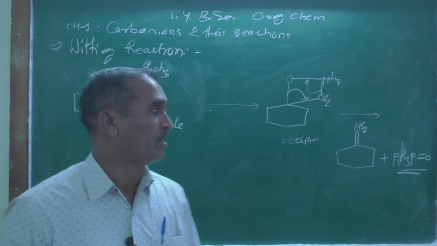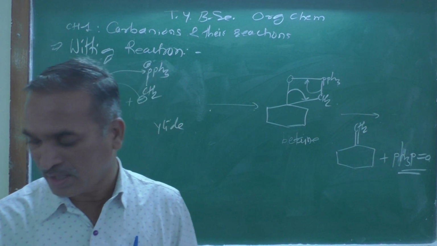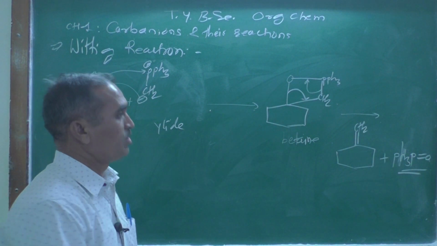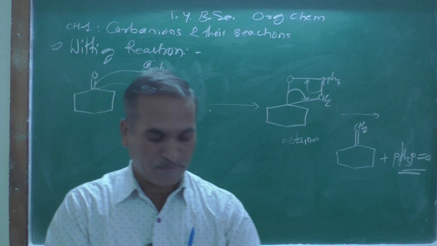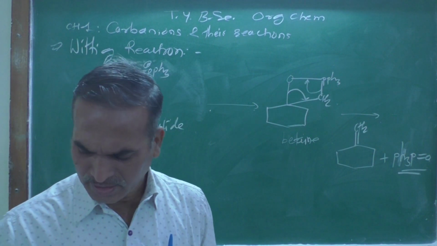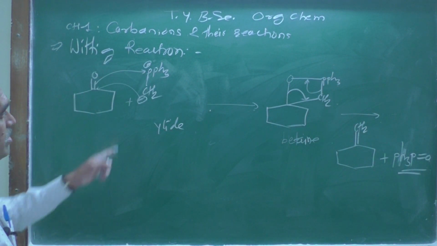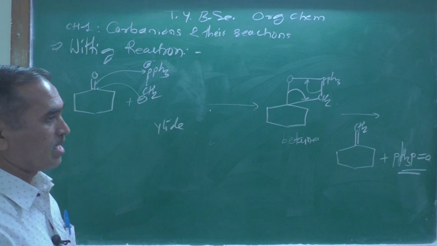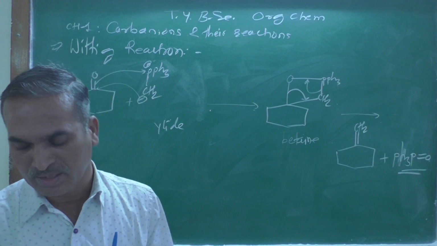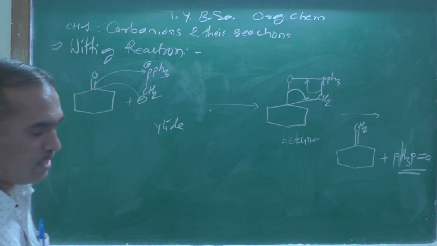I think with this we have seen how we can prepare different organic compounds by using the Wittig reagent. These are the applications of the Wittig reagent, right? So let us see another modified Wittig reagent also. Modified Wittig reagent means you attach some R group over there, and you will get a different type of compound.